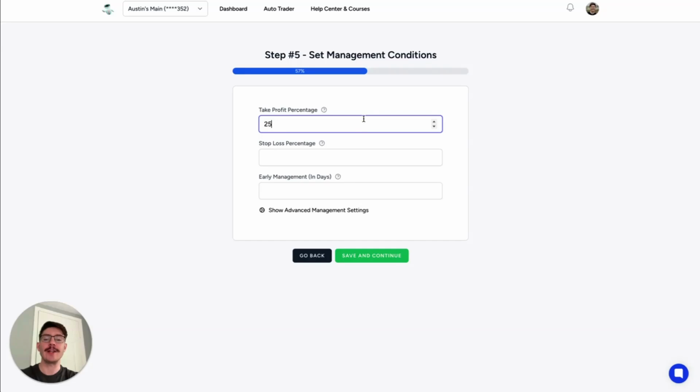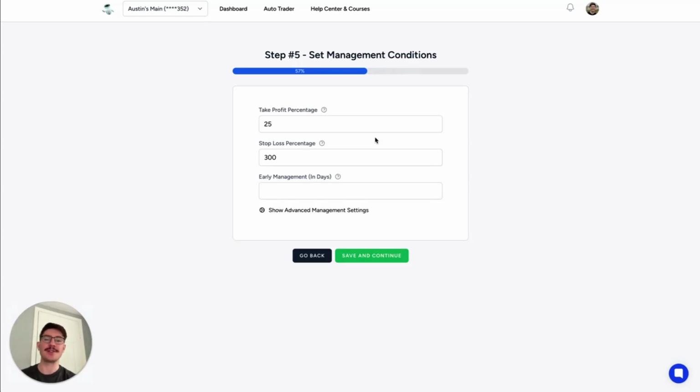So I like to do a 25% take profit. I like to close my trades sooner so I have fewer trades open, aka less risk on my plate for my account. Next, I'm going to do a stop loss of 300%. That's why I know that, hey, I'm going to get out at this time. And the great news is this bot is trading futures options.